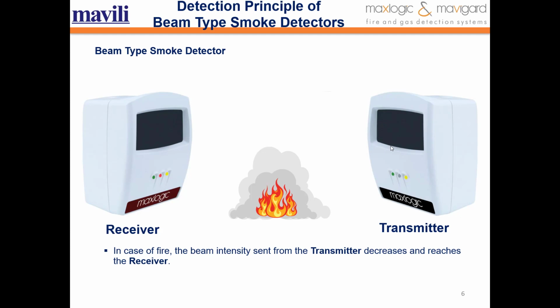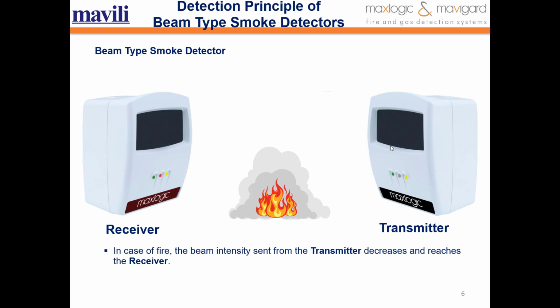Beam type smoke detectors with transceiver unit consist of two main elements, receiver and transmitter, as you can see in the picture. The receiver and transmitter are mounted opposite each other. The distance between the two units should be in the range of 5 to 100 meters. Normally, the IR rays from the transmitter fall on the receiver. However, the smoke formed in the event of fire prevents the exchange of rays. This is how the detector detects that there is a fire in the area.